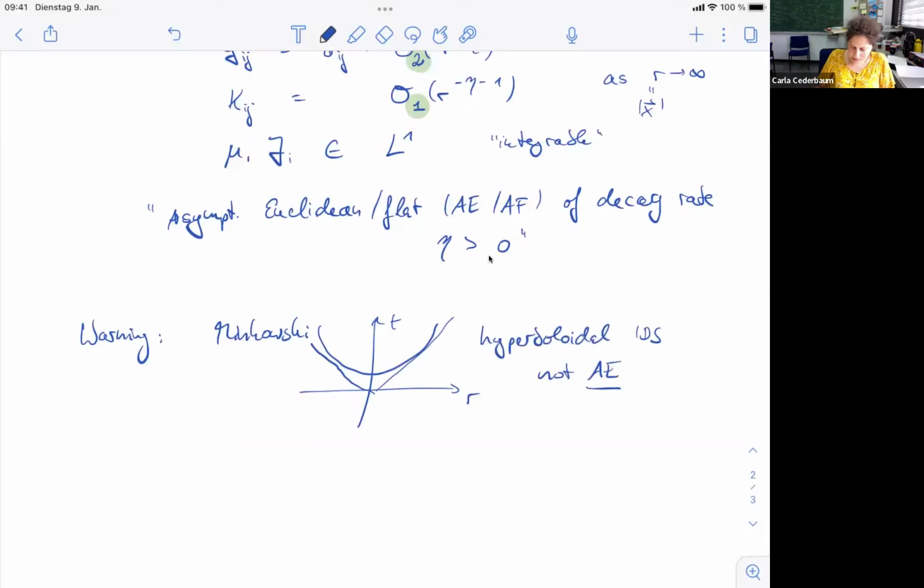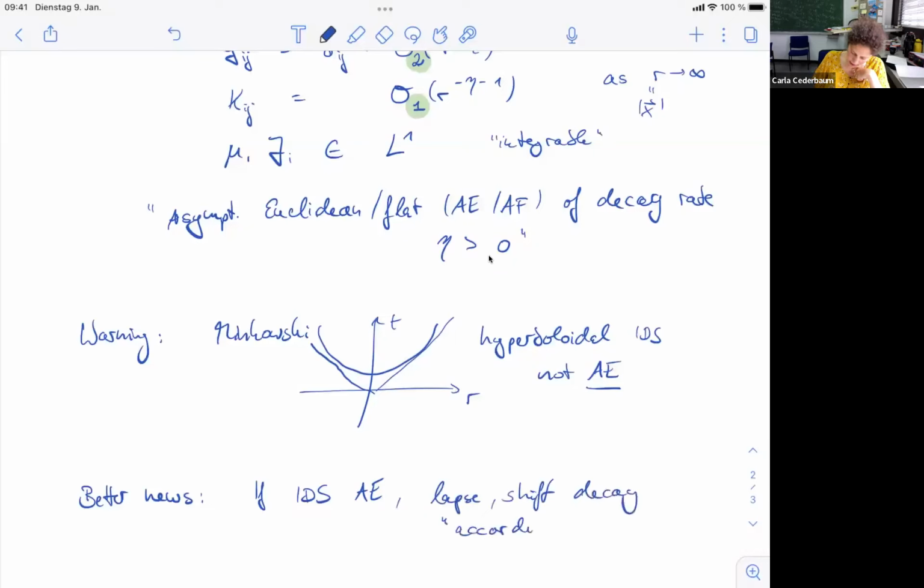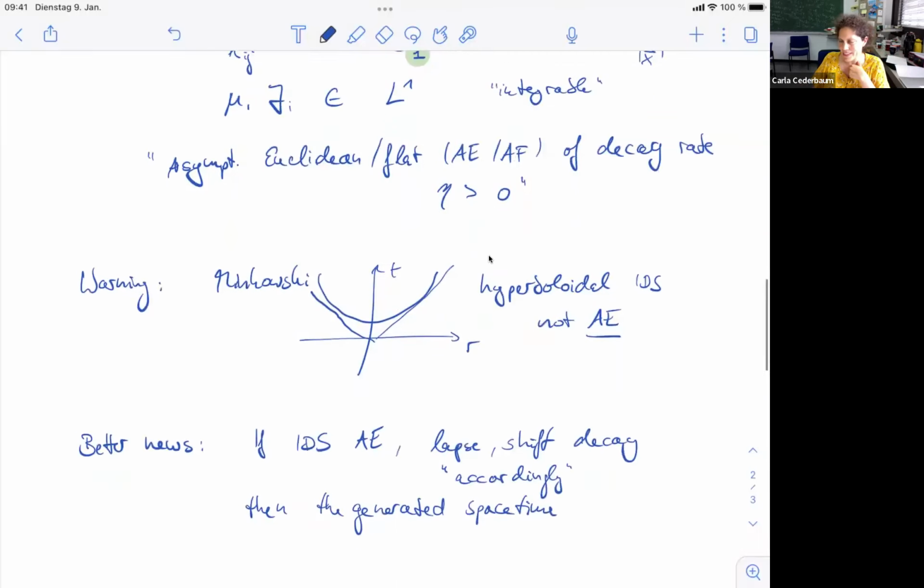So not all initial data sets, even if they in some sense go far out, are asymptotically Euclidean, not even in Minkowski. This was just a warning, and maybe much better news is that if you have an asymptotically Euclidean initial data set, and you evolve it into a spacetime, as we briefly discussed yesterday, using the lapse and shift approach, and if that lapse and shift decay suitably fast, consistently with the decay conditions I wrote down for the initial data set, I won't go into this, just accordingly, then the generated spacetime, generated via the Einstein equations for some matter model where we know how this works, will be asymptotically flat.